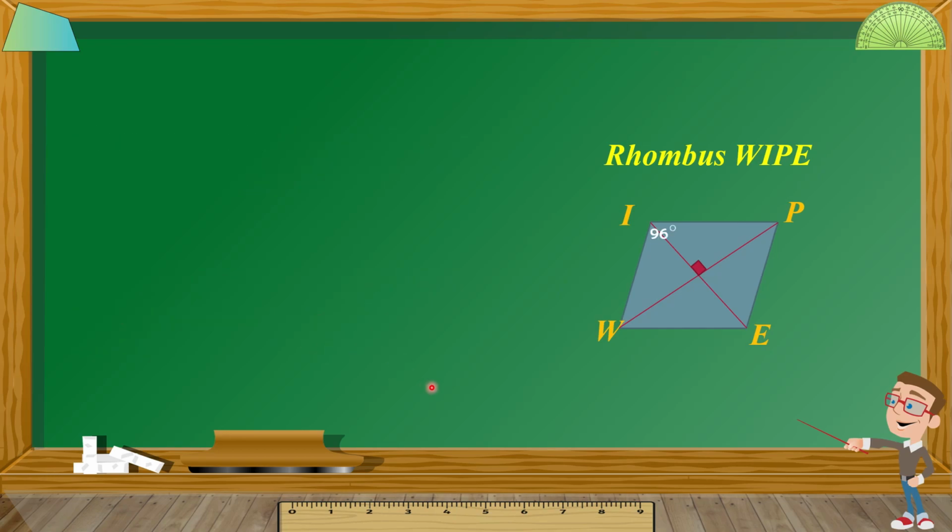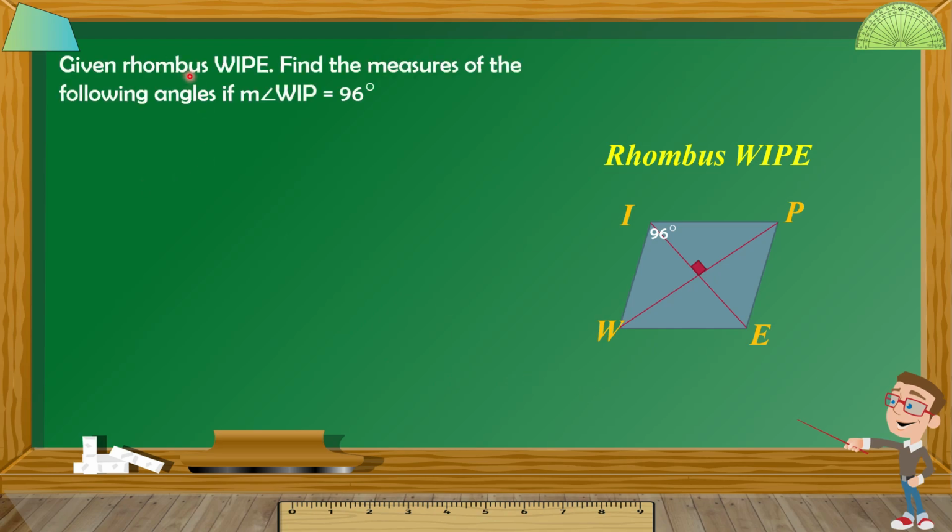So, bigyan tayo ng problem dito. Given rhombus WIPE, find the measures of the following angles if measure angle WIP is equal to 96 degrees. So, given itong angle I, which is 96 degrees. Ngayon, anong hahanapin natin? Hanapin daw natin yung measure angle WIE. Ang hinahanap nating angle dito, itong kalahati dito. Okay? So, ano kaya yung measure nitong kalahati dito?